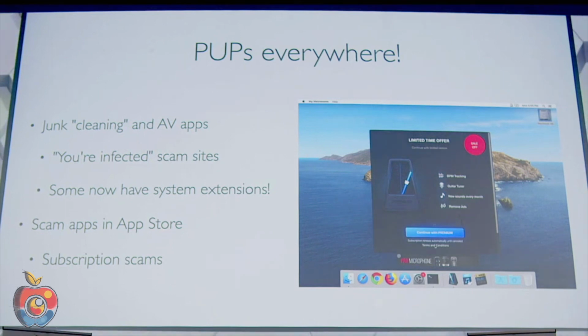And what a lot of these apps do, there's an example here on the screen, this My Metronome app. Basically what it did is when you opened it up, it would show this window. There was no way to close it. The only way to get rid of the window was to click the purchase button. You couldn't quit the app, you couldn't close the window. So if you didn't know that force quit existed, like most users, then you're kind of stuck.